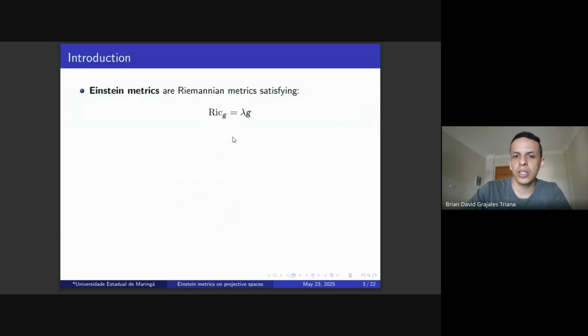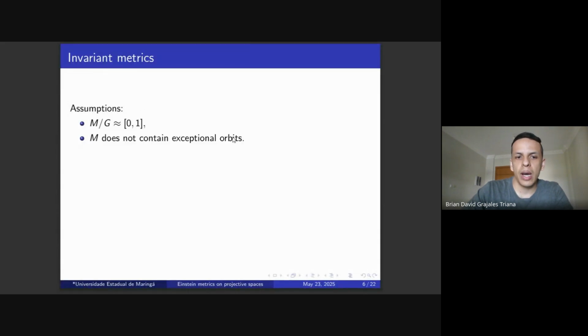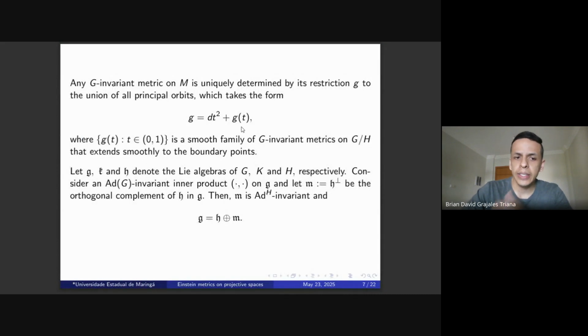So for each t you have a metric g_t which is invariant, which is in fact homogeneous on this principal orbit. You have good news, because we know from the theory of homogeneous spaces that we can describe these metrics as inner products on, for example, an orthogonal complement of the Lie algebra of H. That is theory from homogeneous spaces, but I'm going to specify that.